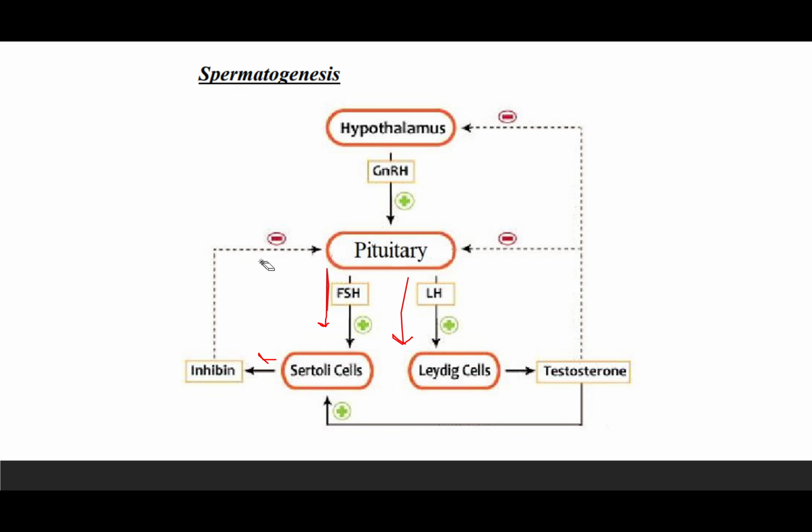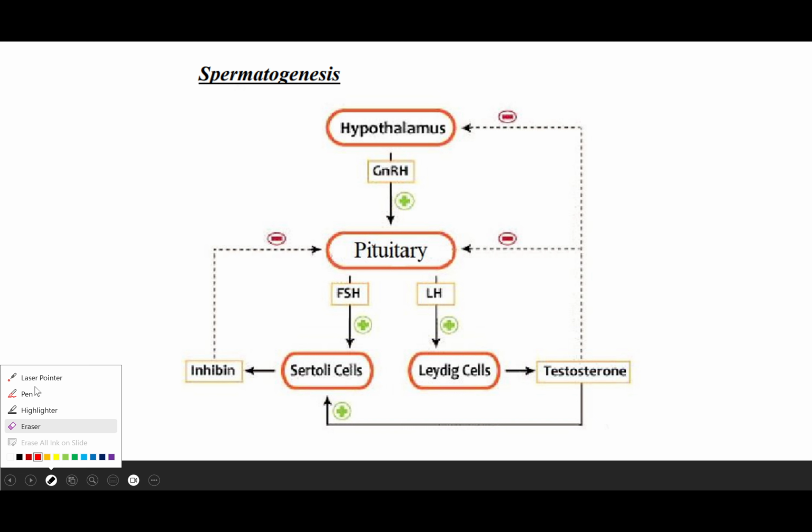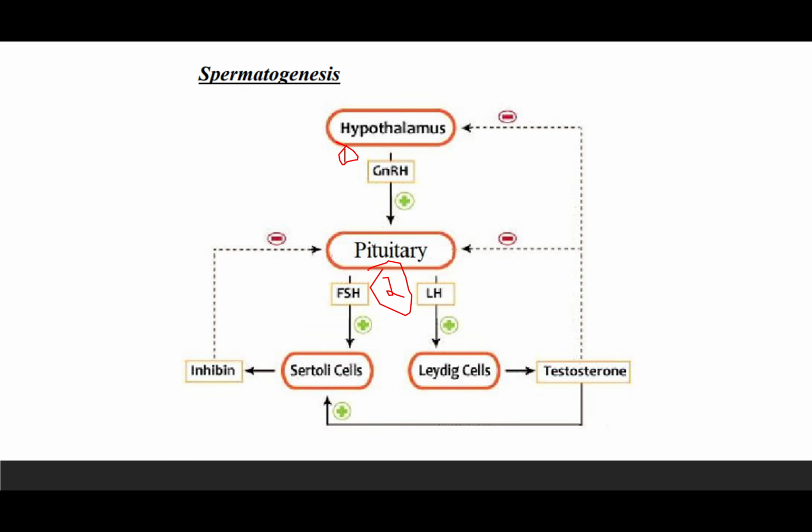Let's look at it. Let's start from the hypothalamus then. Our hypothalamus, let's say that it exists by itself, produces gonadotrophin. That's the first step. Gonadotrophin causes our pituitary gland to produce FSH and LH. That's the second step. But this is a negative feedback loop.